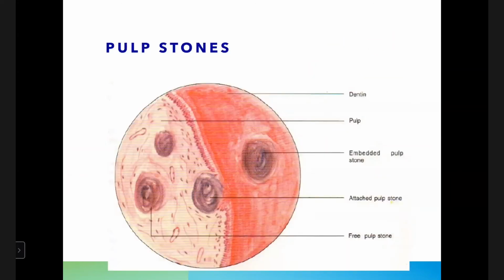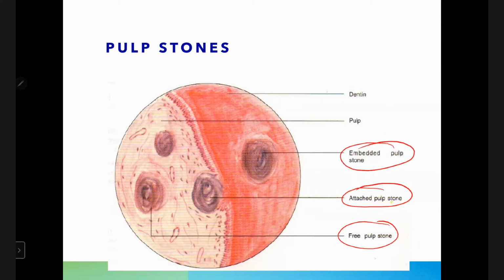We'll end this topic with studying the pulp stones. There are three kinds of pulp stones. You might all have known this: free pulp stones, attached pulp stones and embedded pulp stones.